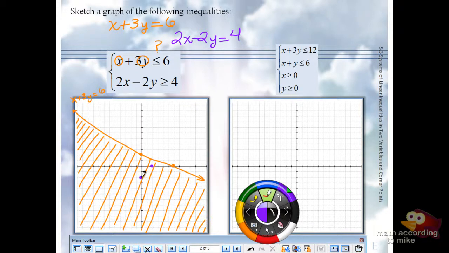Solid or dotted? Solid, because we have an equal to sign on our inequality. Remember, we're going to call that non-strict. Connect the dots. Write the equation, please.